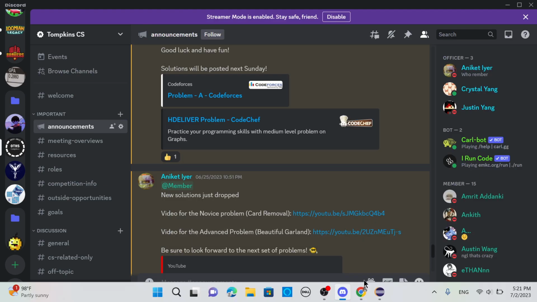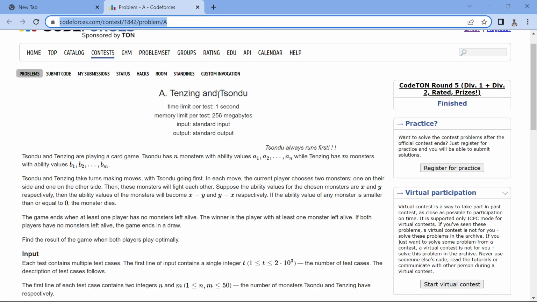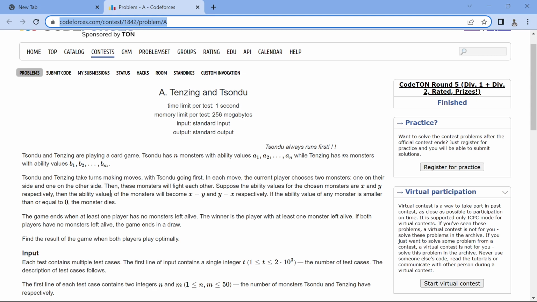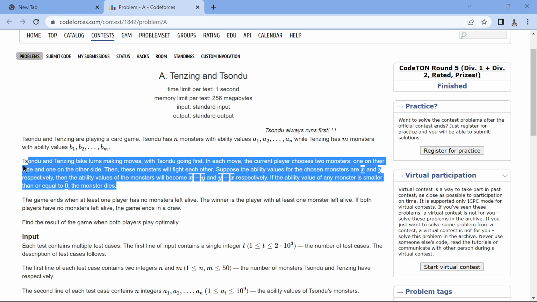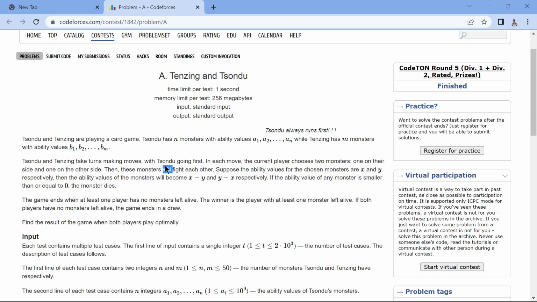Alright, so today we'll be talking about Tenzing and Tsondu from Khotan Round 5. This is problem A. In this, Tsondu and Tenzing are playing a card game where Tsondu has N monsters with the ability values A1, A2, up to AN, while Tenzing has M monsters represented by B1, B2, up to BM. They take turns making moves, with Tsondu going first.